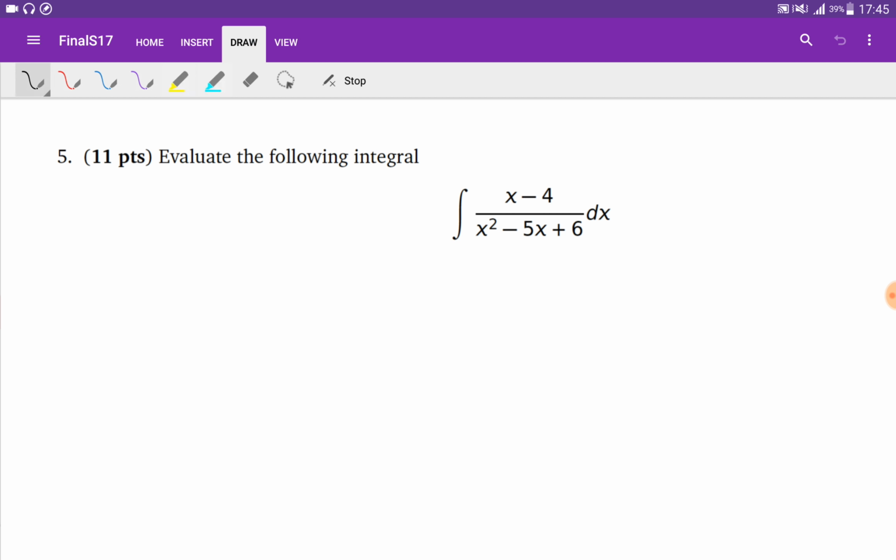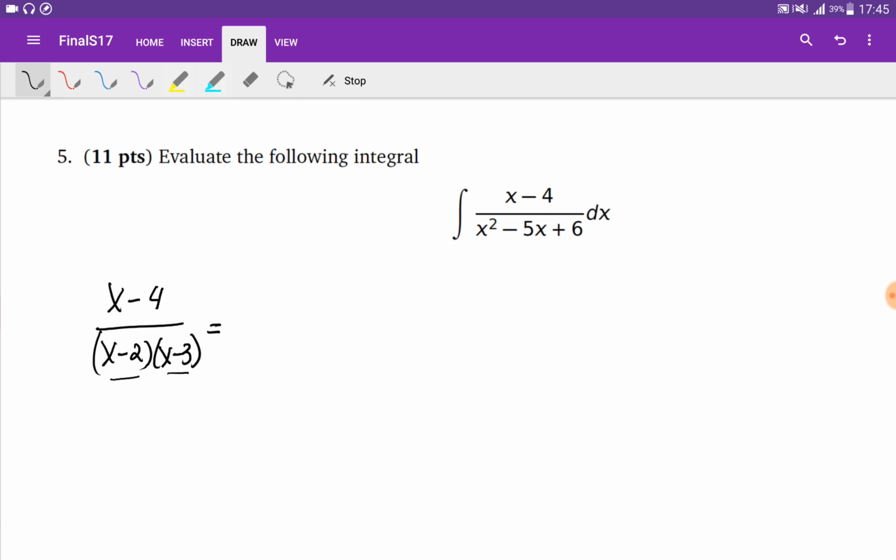So in order to integrate this function, we are going to split it into two parts, basically. I can write x minus 4 divided by x squared minus 5x plus 6 as x minus 2 multiplied by x minus 3. Because if you open up the brackets, you're going to exactly have x squared minus 5x plus 6.